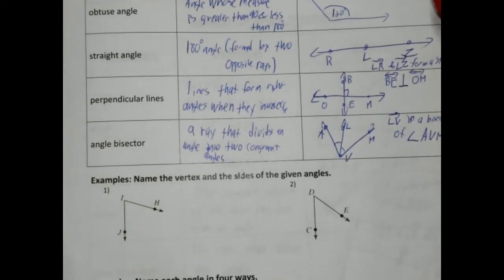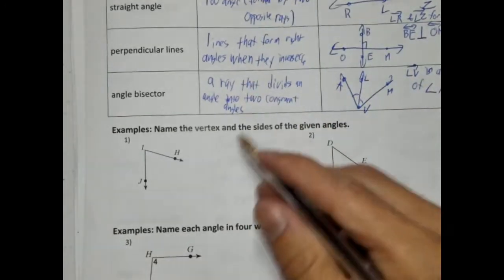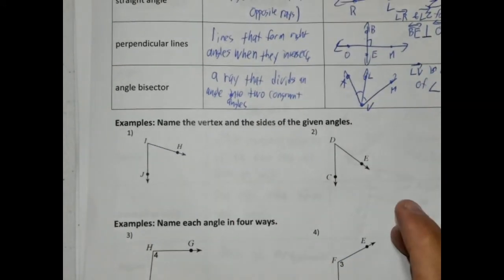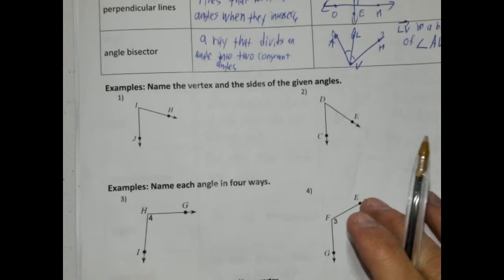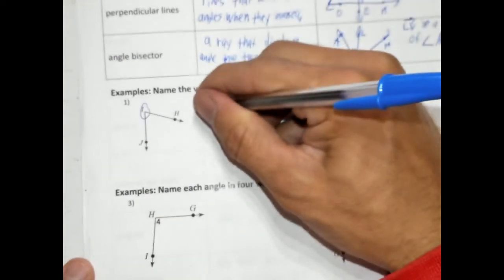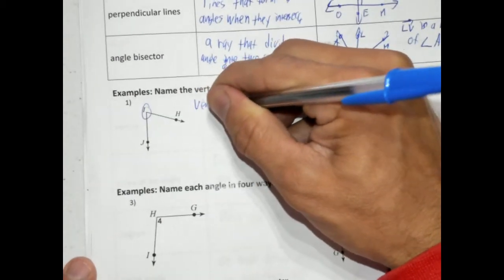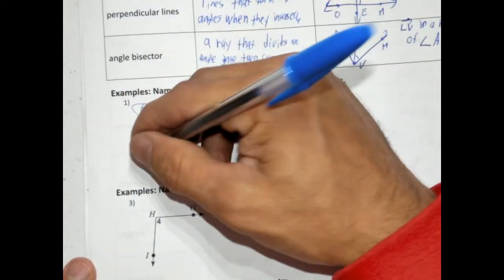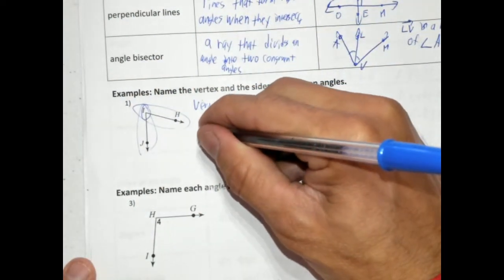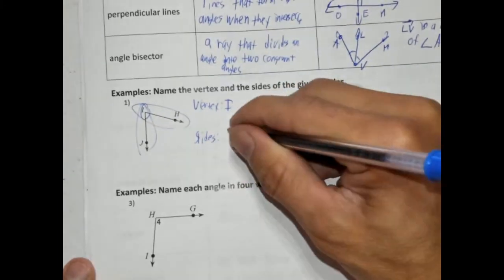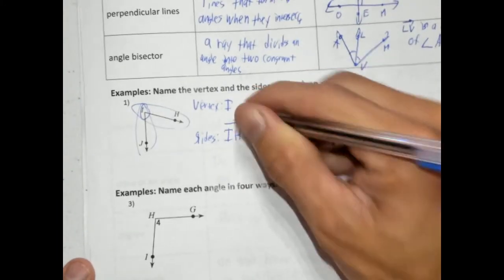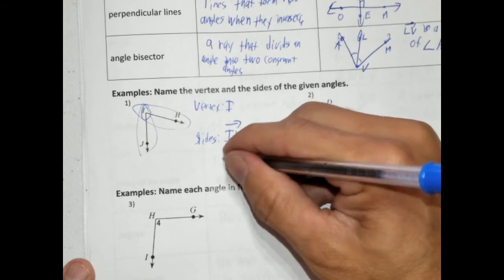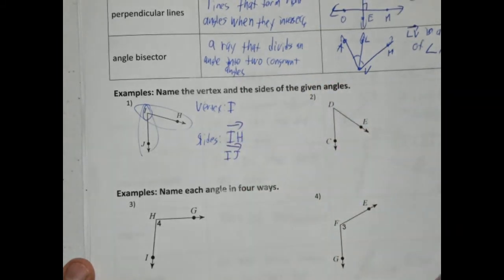Okay? All right, so let's use some of this. Let's go through. I'm not going to do all these. I'll do one of each, and that way you can do the other one at home if you'd like, and I can check your work. So name the vertex and sides of a given angle. So this is obviously the vertex. So the vertex is I, and then the sides would be the two rays that form it. So this would be one side, that would be the other. So sides would be ray IH and ray IJ.